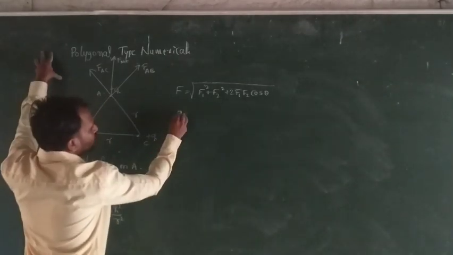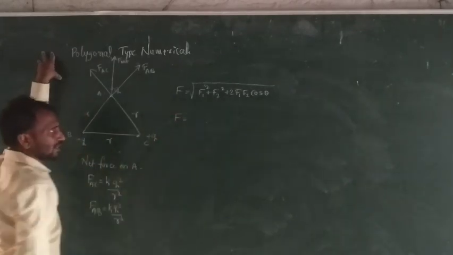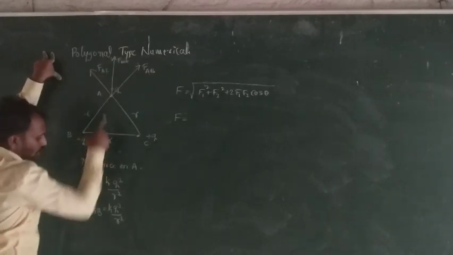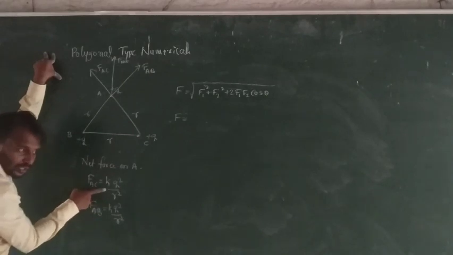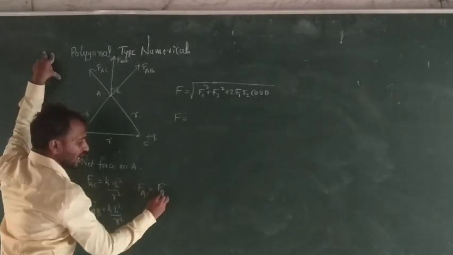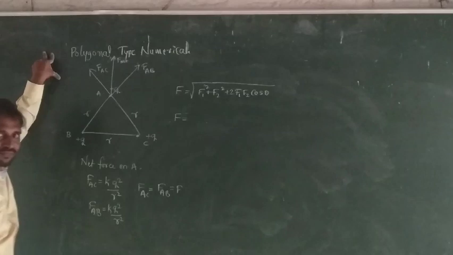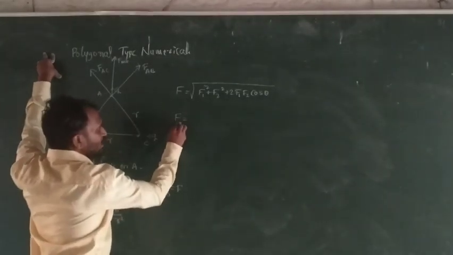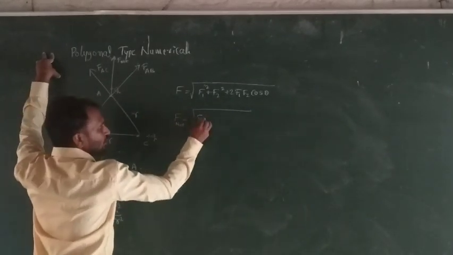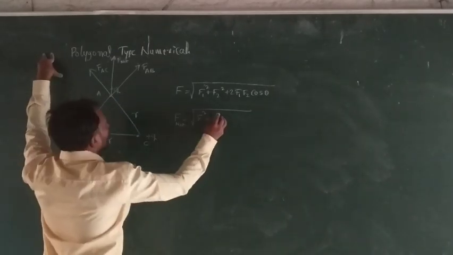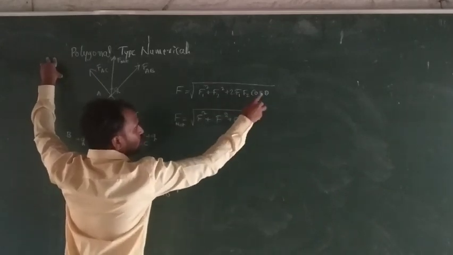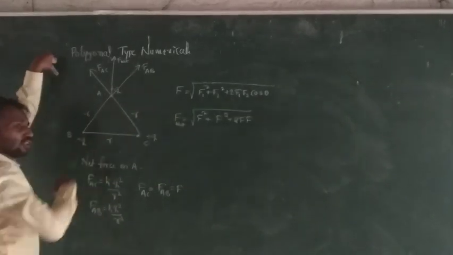So the net force F is equal to, F1 is FAB and F2 is FAC. Both have the same magnitude, so for this reason we consider one condition: FAC is equal to FAB is equal to F. So F net, the resultant or net force, is equal to the square root of F square plus F square plus 2 F into F into cos theta. Cos theta is there.